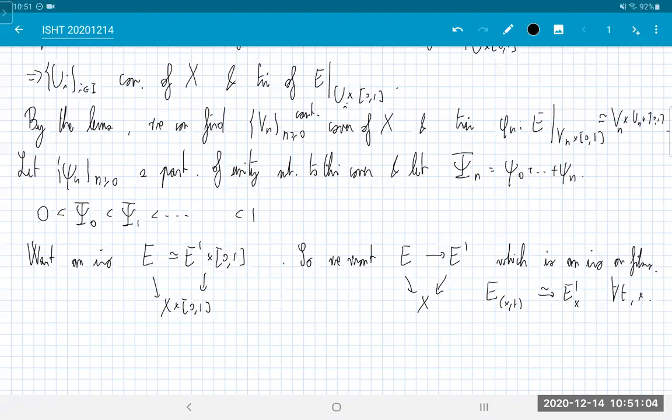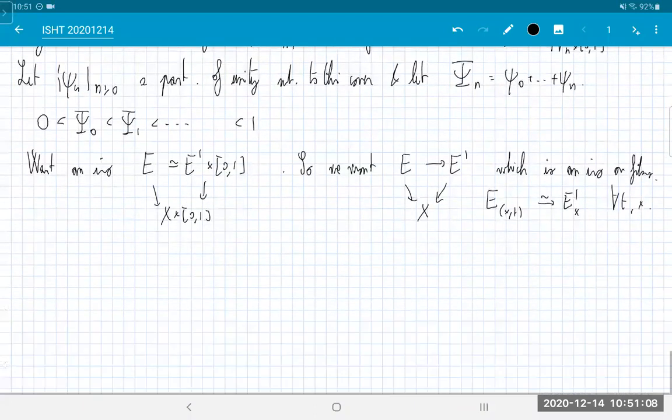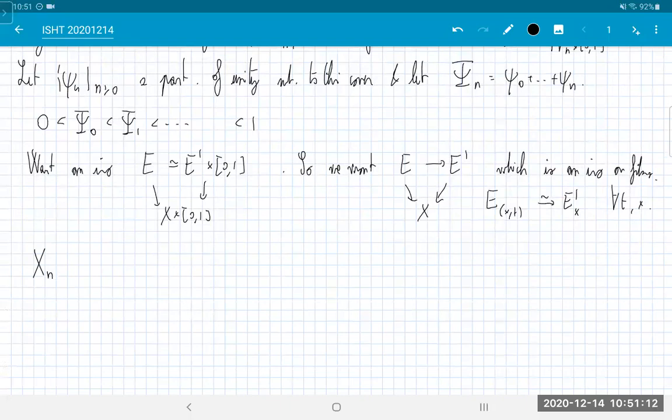So that's what we want, and that's what we're going to construct. We're going to do it inductively on the cover. So we let Xn be the set of (x, t) in X times [0,1] such that t is less than or equal to capital Phi n of x.